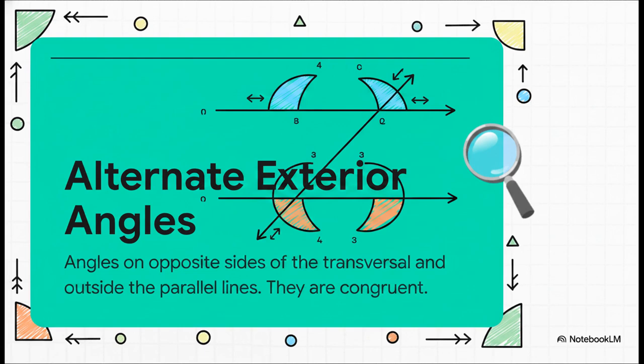And the exact same logic works for alternate exterior angles. They're on opposite sides of the transversal, but you guessed it, this time they're on the outside of the parallel lines. And just like their interior cousins, they are always equal.